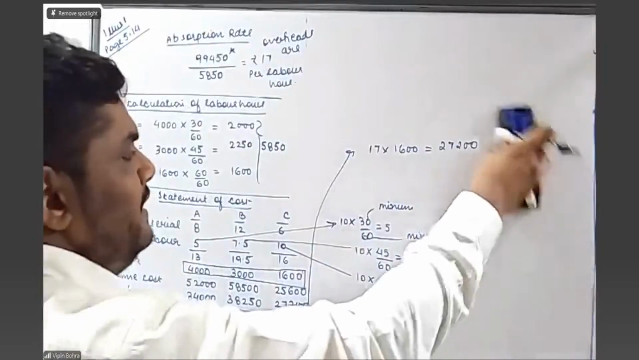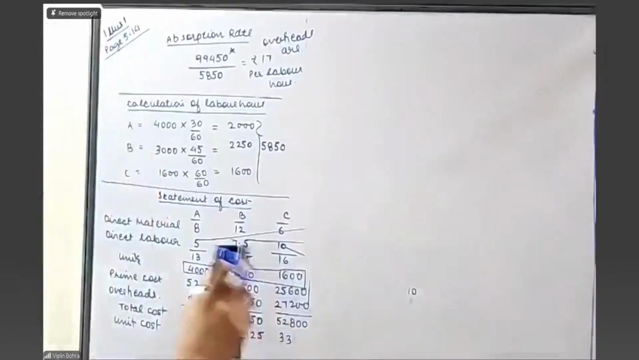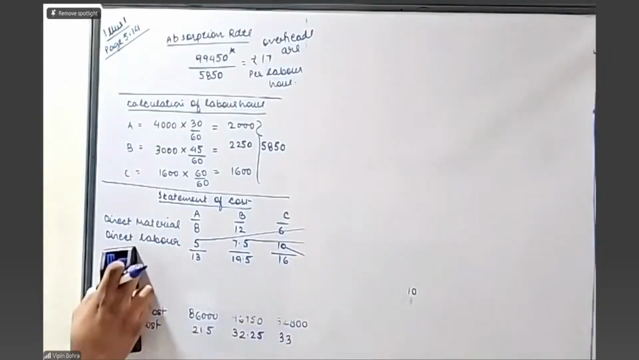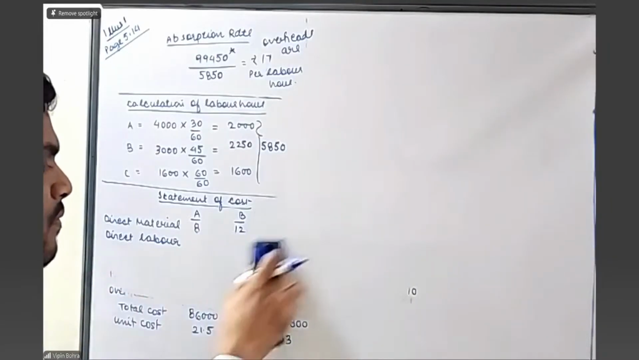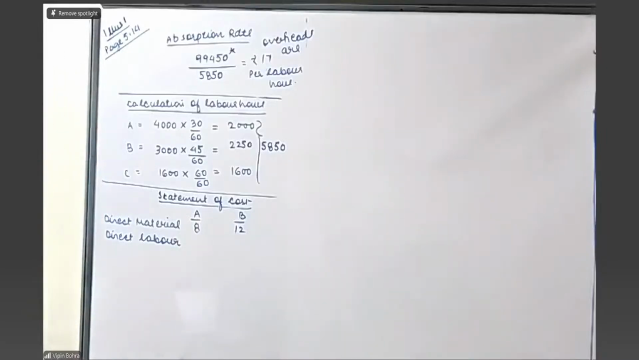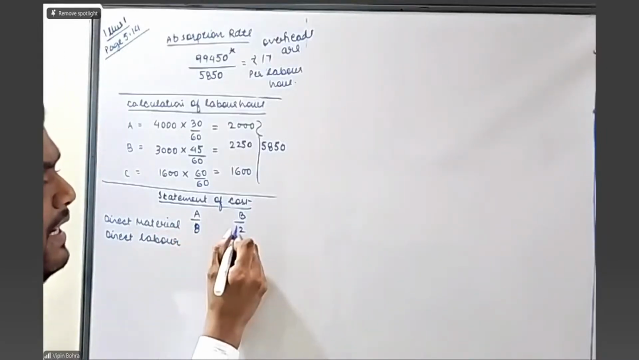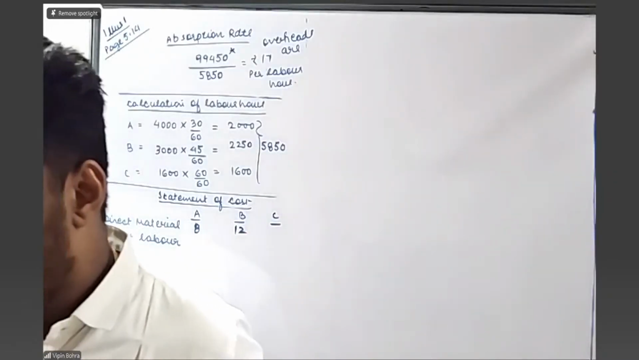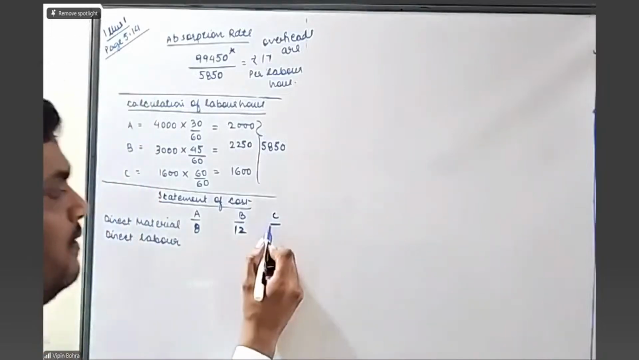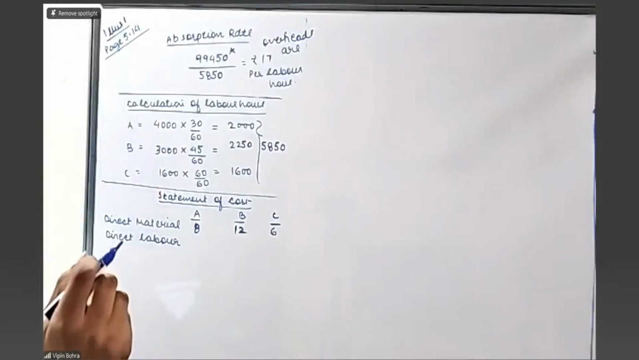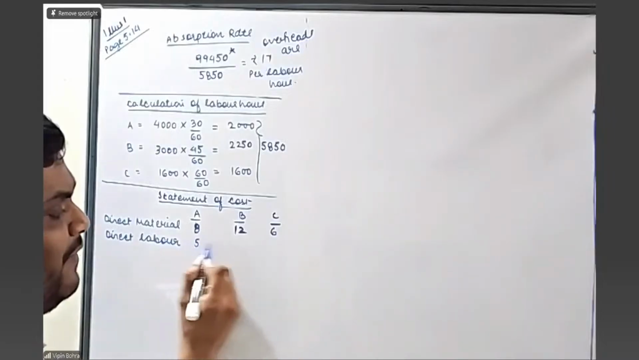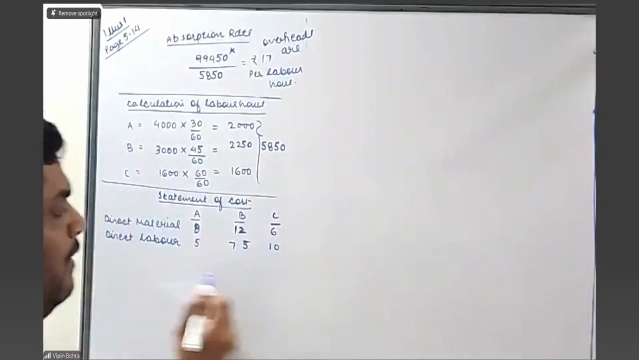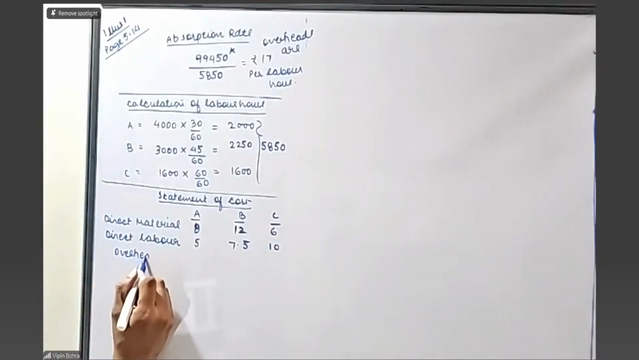Alternatively, you can also solve the question like this. Material is 8, 12, and for C, it was how much? 3 into 2, that is 6. When talking about labor, it is 10 per hour. So for 30 minutes, it will be 5, then 7.5, and this will be 10.